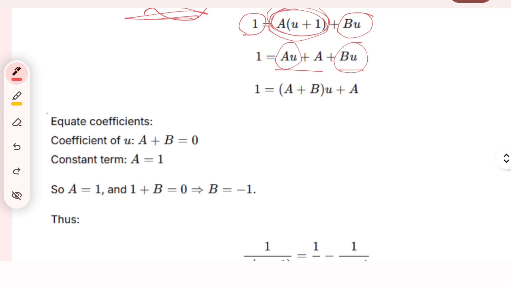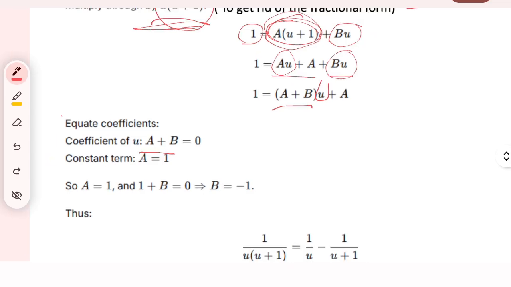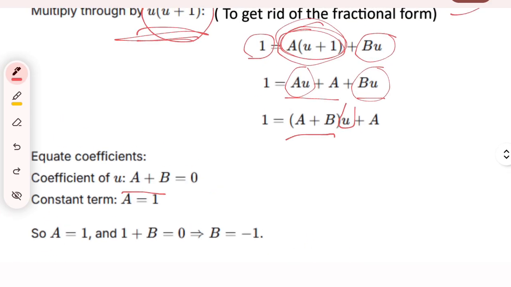So here, the coefficients of u are a and b. So we have u, right? The coefficient of u is a plus b. It is 0, because on the other side there's actually no u, right? It's just a constant 1. So that means a plus b is equal to 0.